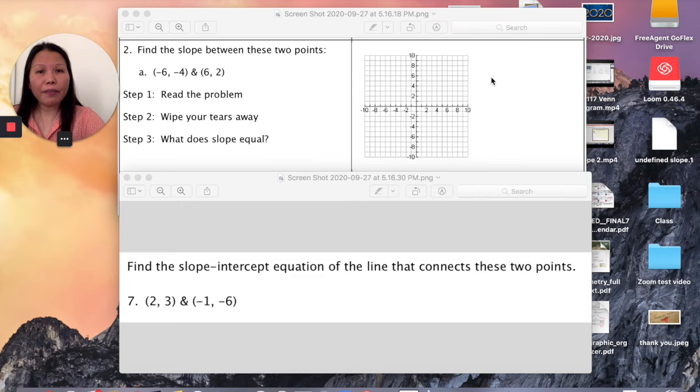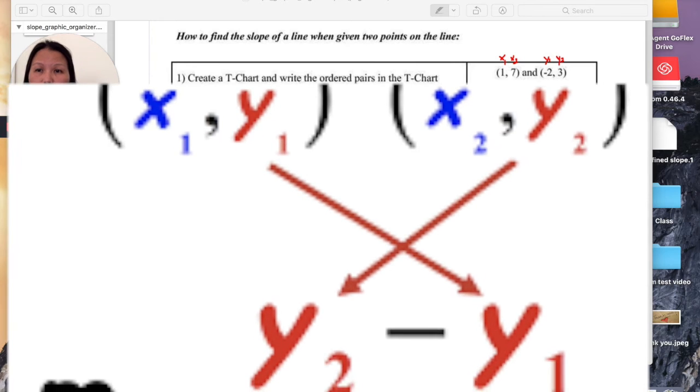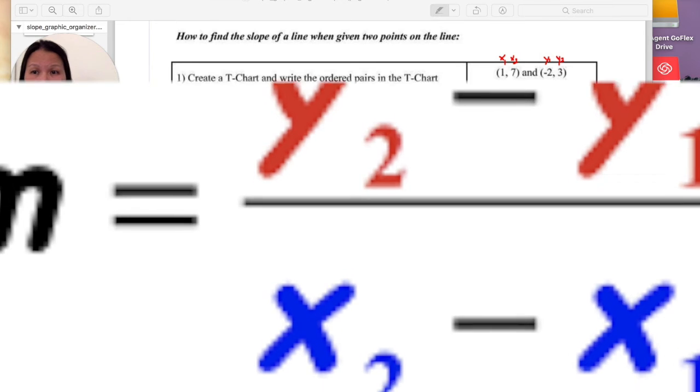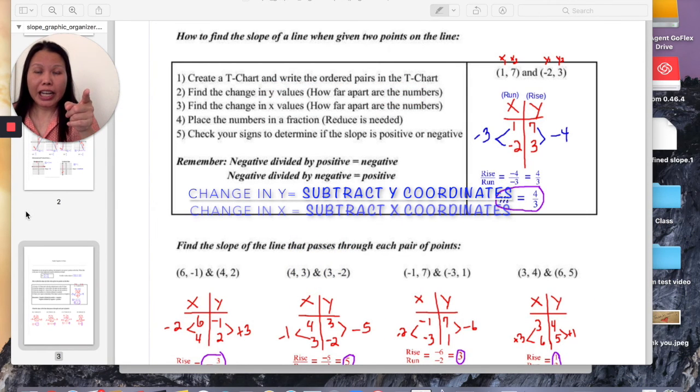And these are some of the examples that you might see on a quiz or a test. Here's how to find the slope given 2 points. You may write it exactly like the formula y2 minus y1 over x2 minus x1. This is a trick to organize it with the xy chart, and then you can just find the difference between the y, the difference between the x. Change in y over change in x is your slope.